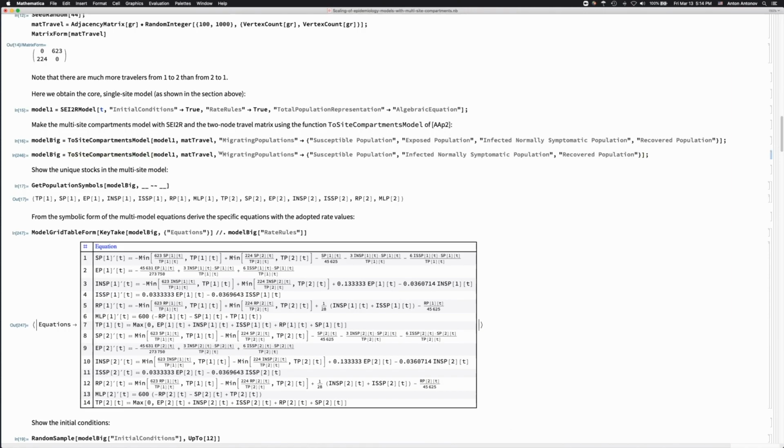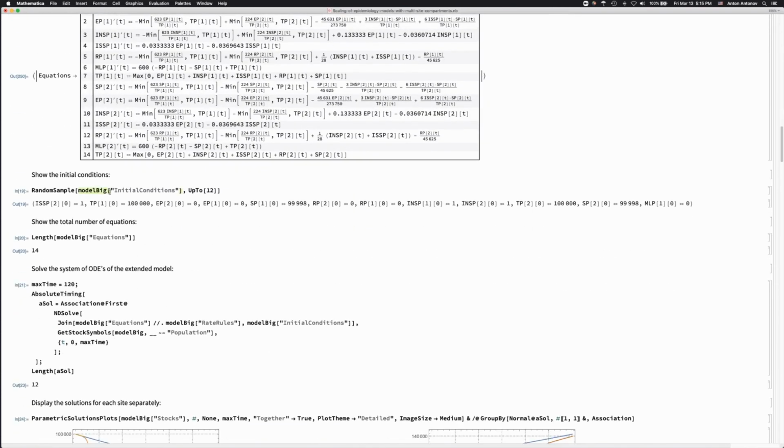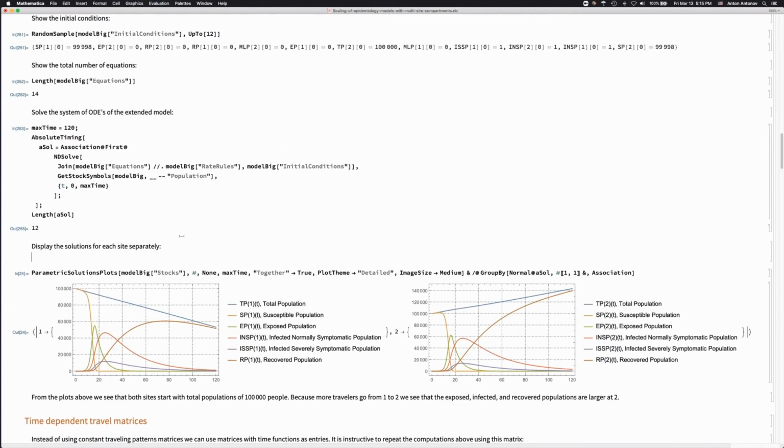All right, so let's return to the previous part here. We're just showing the different populations in the model. Actually stocks, not populations, because you'll see here there is something called MLP. This is the money from lost productivity. So this is the money loss tracing. We're just solving the equations here, and we display the results.